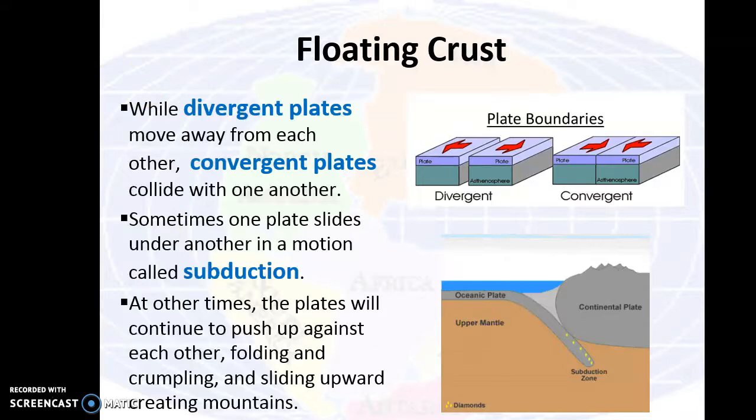Okay, so this picture here is an example of convergence. Okay, this plate is sliding under this plate. This is an oceanic plate, but it's sliding under the continental plate. At other times, the plates will continue to push up against each other, folding and crumpling and sliding upward, creating mountains. The Himalayas, the highest and youngest mountains on Earth, formed at a convergent plate boundary.